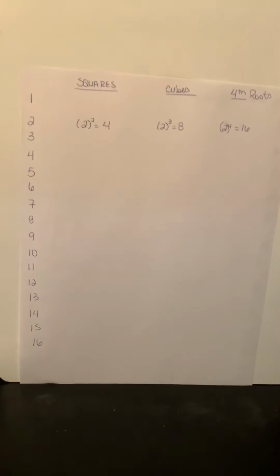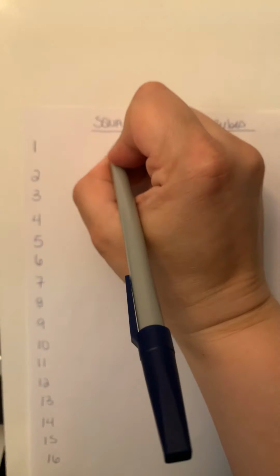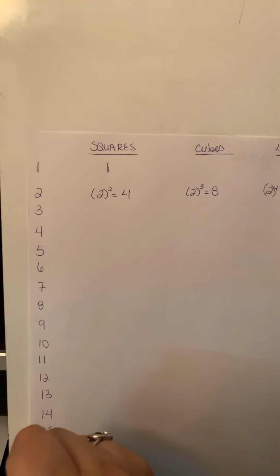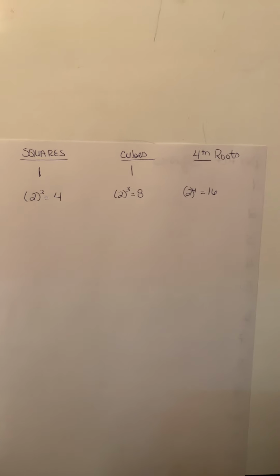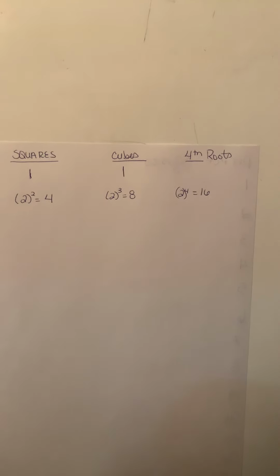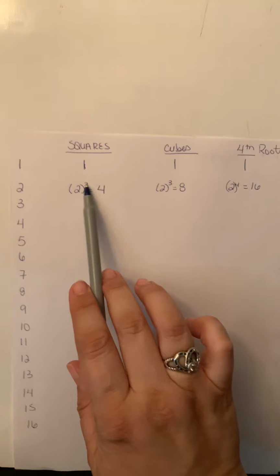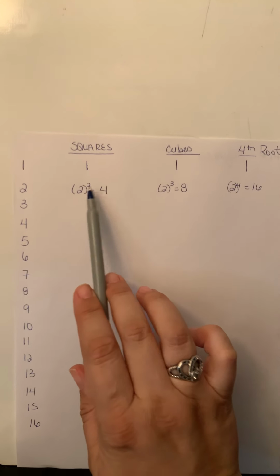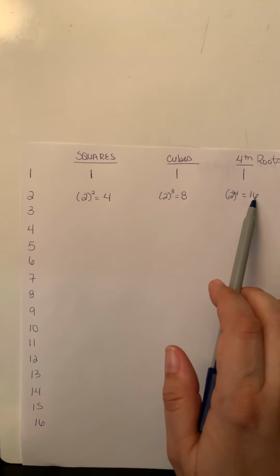So, what you're doing is, what's 1 squared? Well, 1 squared is 1. What's 1 cubed? Well, what is 1 times 1 times 1? 1. What is 1 to the 4th? 1 times 1 times 1 times 1? 1. Then you're going to do the same thing with each number. So 2 squared is 4, because 2 times 2 is 4. 2 cubed is 8. 2 to the 4th is 16.